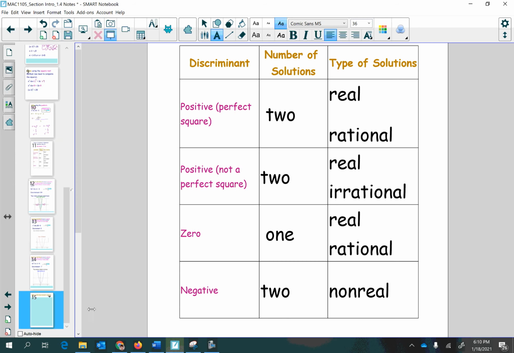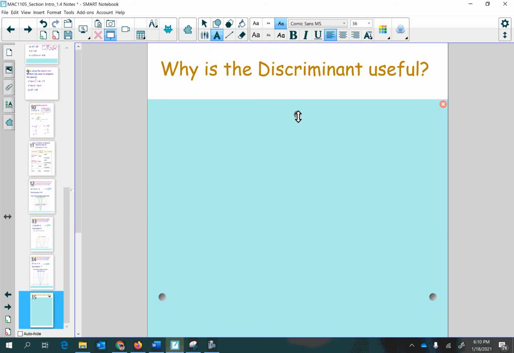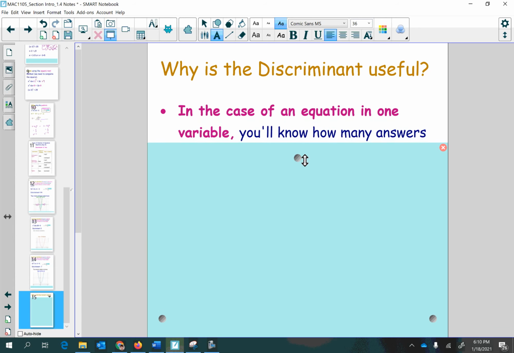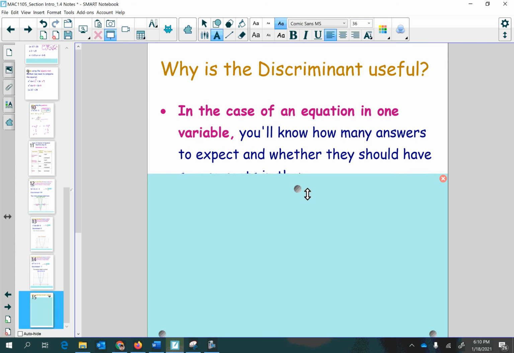What is the discriminant? What is it good for? Well, we know it's the part underneath the square root in the quadratic formula, b squared minus 4ac. But why is it useful? Well, if you're talking about just an equation in one variable, then you'll know how many answers to expect and whether they should have square roots in them, right? Some of the answers when you use the quadratic formula, the square roots won't simplify, and sometimes you wonder if you made a mistake somewhere. So knowing this up front is sometimes helpful.